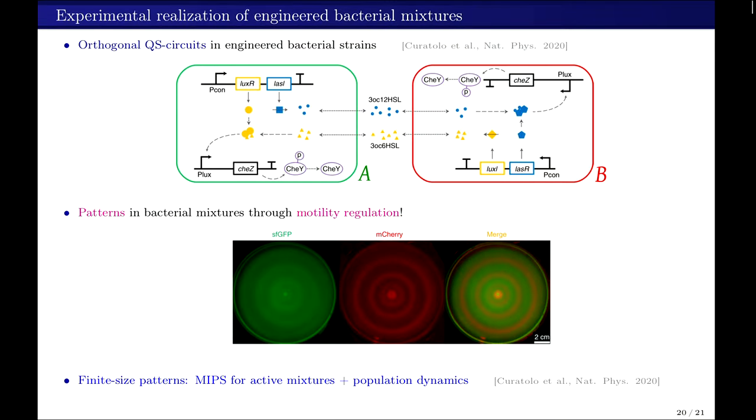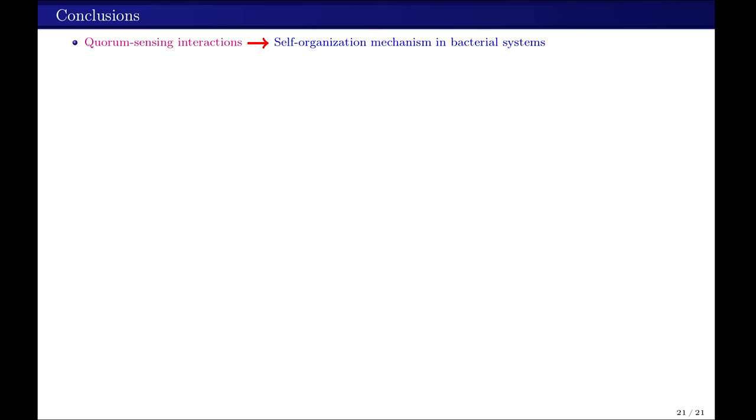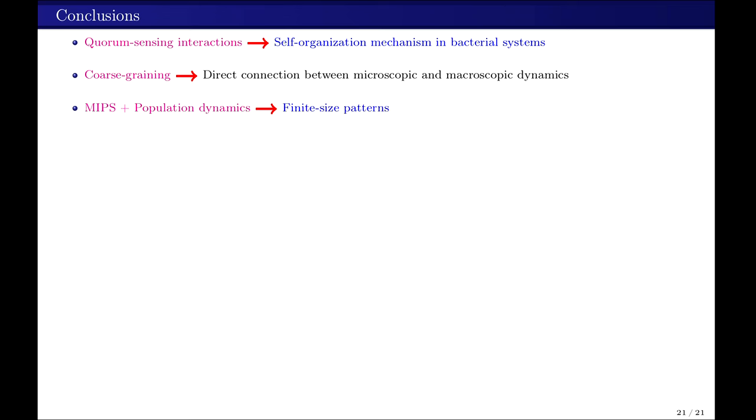Finally, one last remark is that, again, here we see some finite size patterns, so these rings. And this is because on top of the theory that I've shown you before for MIPS, one has to add population dynamics. So this brings me to the conclusions. Well, I have shown you that quorum sensing interactions can lead to self-organization in bacterial systems. Using coarse graining methods, one can draw a direct connection between the microscopic and macroscopic dynamics of the systems and the joint phenomena of motility-induced phase separation and population dynamics can lead to finite size patterns.